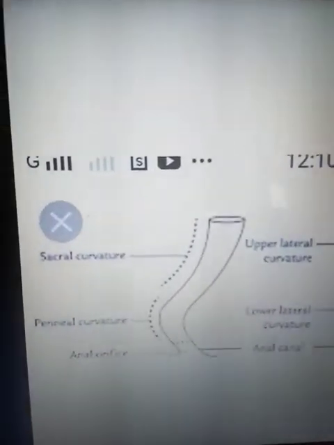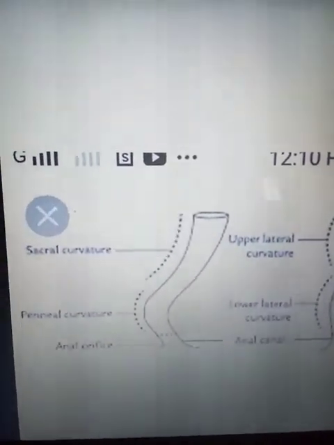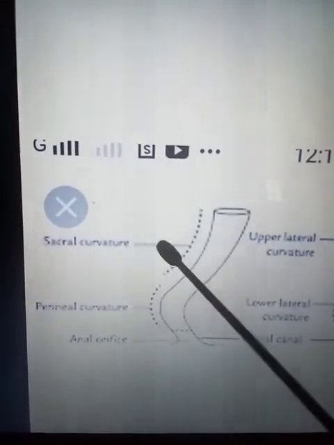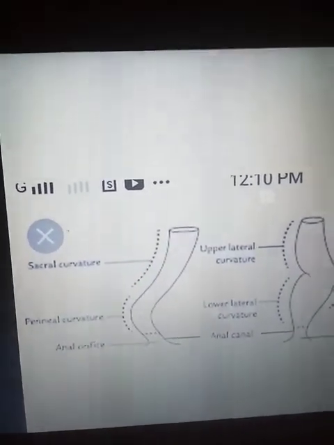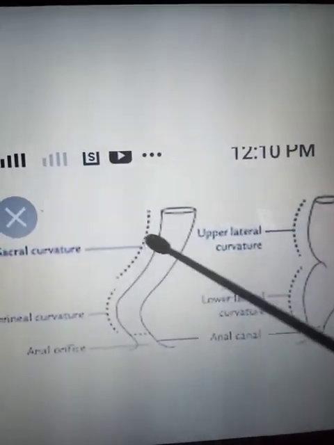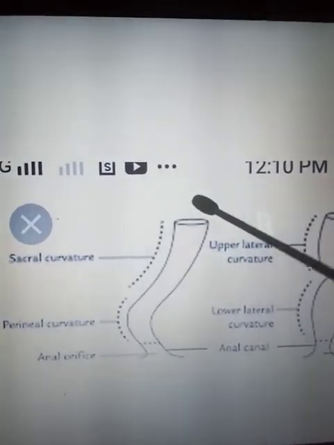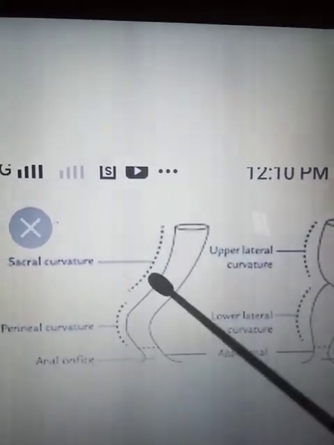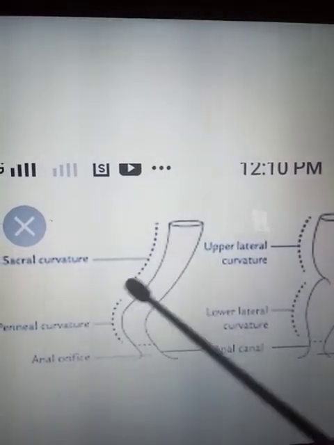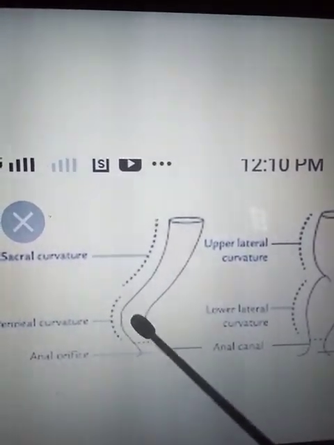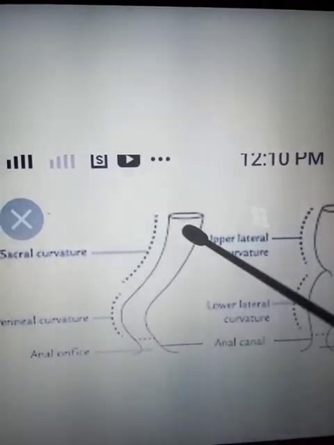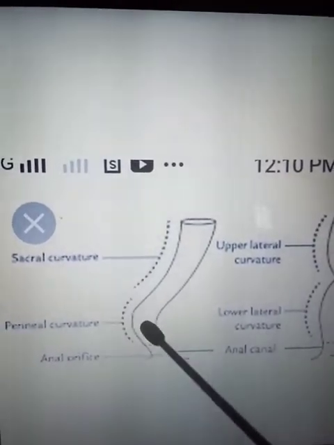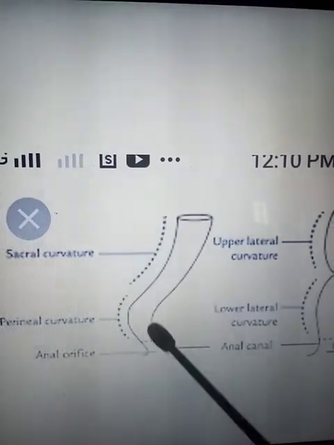For the course, see this first picture. In the first picture, as you can see, the rectum is downwards and backwards, है ना, पीछे की तरफ. If this is anterior here and this is posterior, then the rectum in the upper part is downwards but backwards. In the middle part it is downwards, and in the lower part it is forwards and downwards. ठीक है, this is the direction of the rectum.